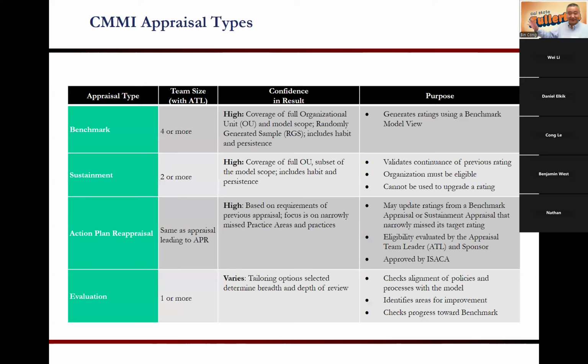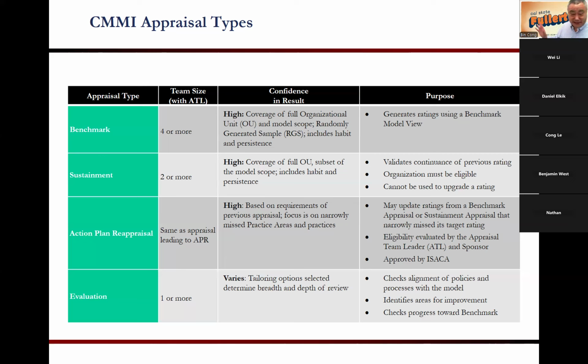So, appraisal. We have different types of appraisal, and I don't want to spend too much time; most of you probably don't care. We have four different types. There's a benchmark: if you want a rating, you do a benchmark. Then there's a sustainment, which is like ISO. Say the first appraisal is level 3, good for 3 years. If you want to do an appraisal again, still level 3 with nothing changed, you can do a sustainment. It's a smaller scope, good for 2 years, and you don't have to devote a lot of resources.